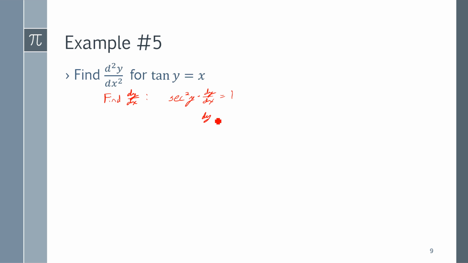Isolate my dy dx. And for the sake of what I'm doing, I'm going to remember that secant squared is 1 over cosine squared. And if I'm doing 1 over that, this is really just cosine squared y. Or to make it easier, since I know I'm going to be doing more with this, I'm going to write it so it's a little easier for me: the square is outside, cosine of y is inside.